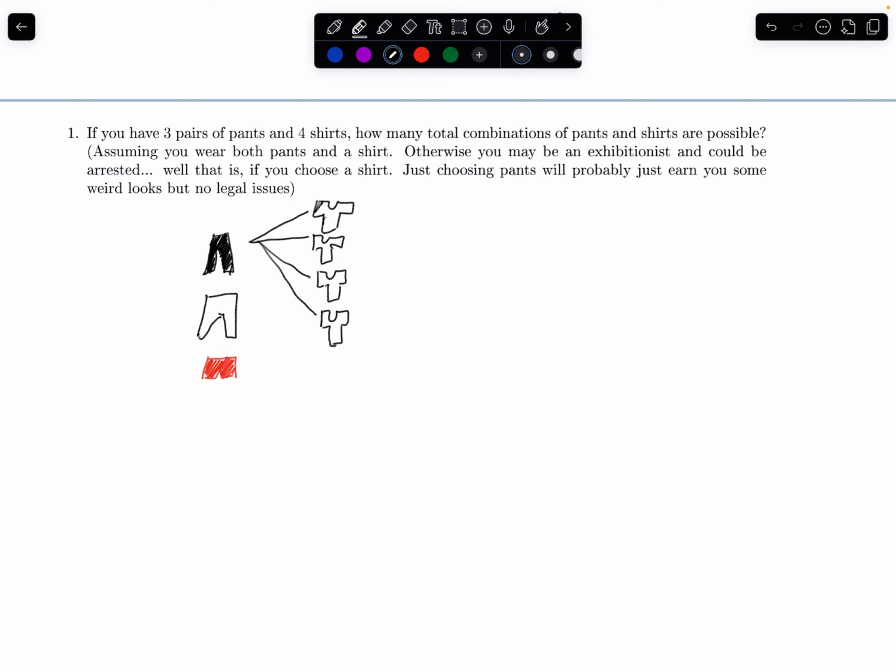First one, maybe the black shirt. Again, black shirt, black pants. A white shirt, maybe one shirt with red stripes, and then a green shirt. So you've got all these options: black pants with any of those 4 shirts. And then you could repeat the same thing with the white pants. You have 4 new options. And then with the red pants.